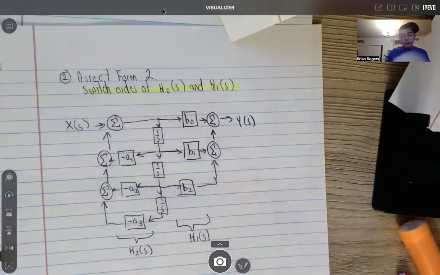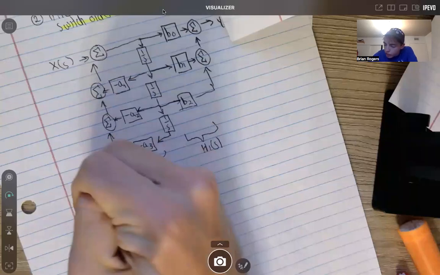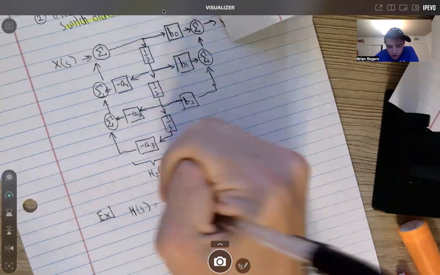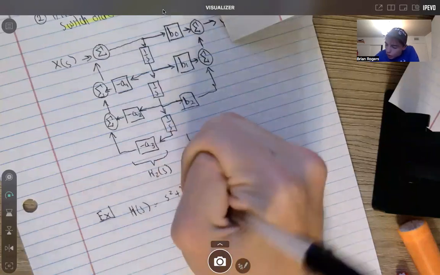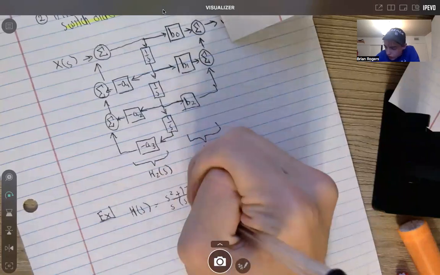And so now that we got that, let's look at this one. It might be a little weird how it's termed. It gives you a transfer function, so let me do another example. It says the transfer function is this: H of S is equal to S squared plus 17S plus 20, all over S times S squared plus 6S plus 5.